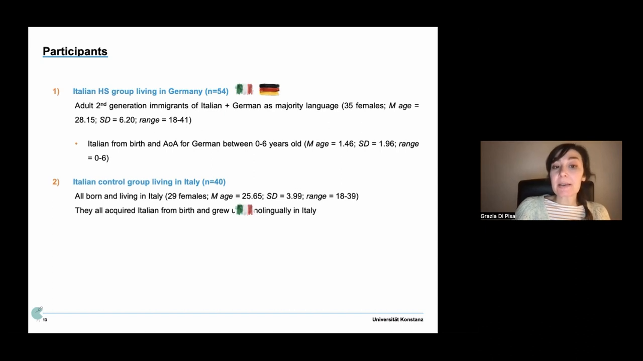Regarding the Italian group living in Italy, they were all born and living in Italy. Of course, they were adults. They all acquired Italian from birth, and they grew up in Italy monolingually, meaning that they were exposed only to Italian growing up.